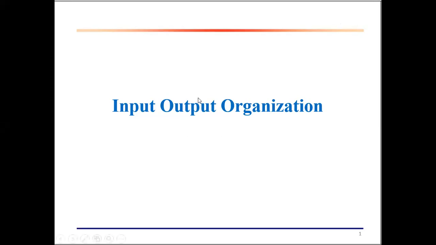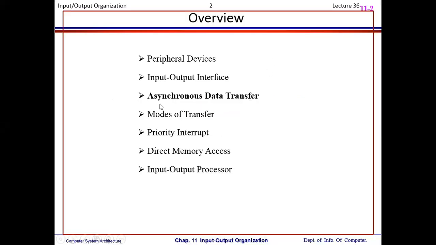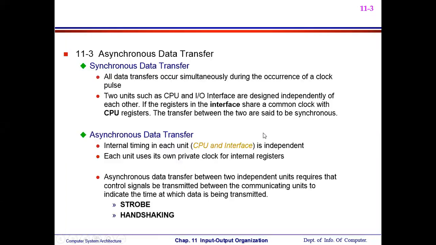Our next topic is asynchronous data transfer. We know that in digital systems, the internal operations are controlled by clock pulses. So we have a common clock pulse generator. It generates clock pulses, and based on the clock pulse, the devices can perform different actions.